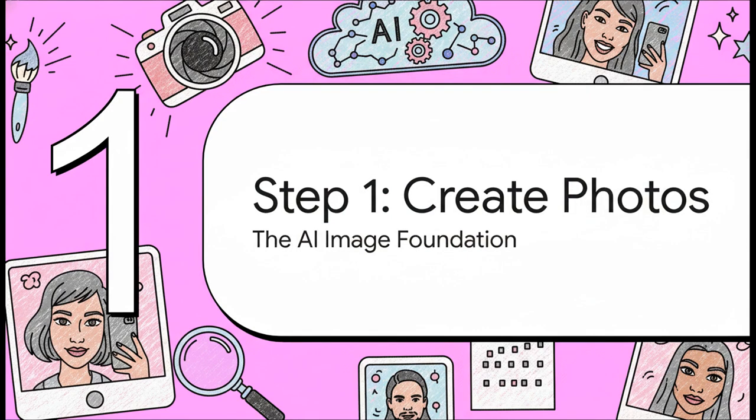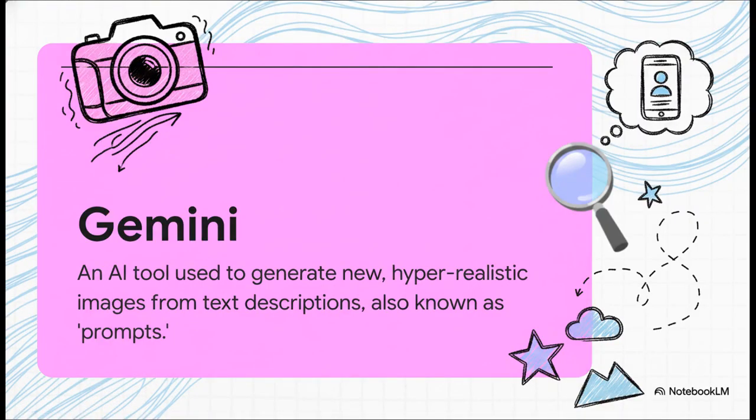The first step, and you could argue this is the most important one, is creating the photos. This is the foundation for the entire illusion. First things first, you need an AI image generator. The creator we're following here uses a tool like Gemini, which is just brilliant at taking a simple text description, what we call a prompt, and turning it into a photo that looks completely real.